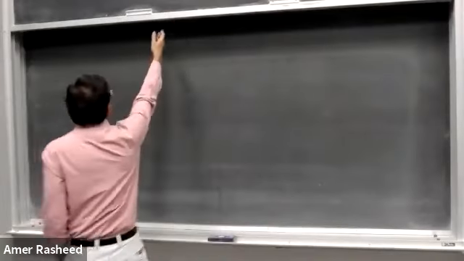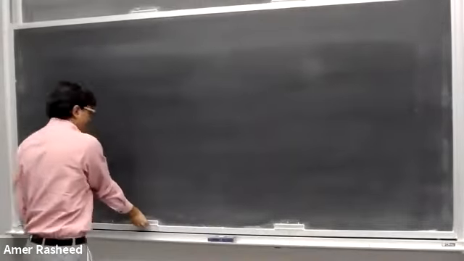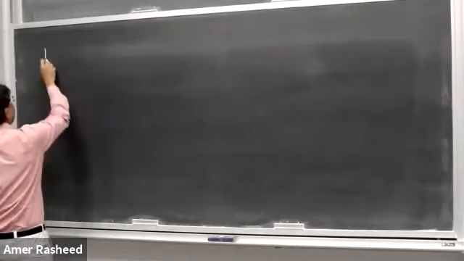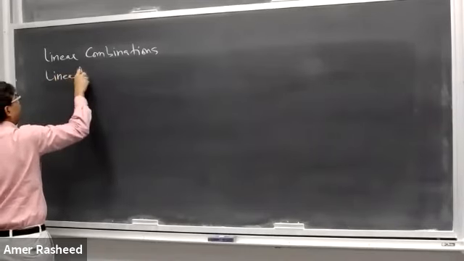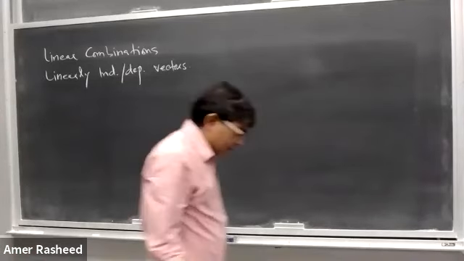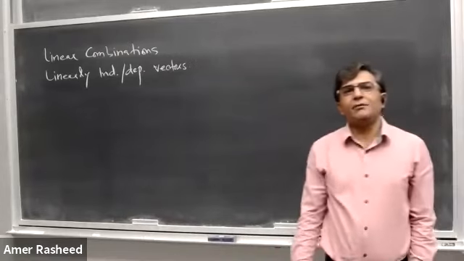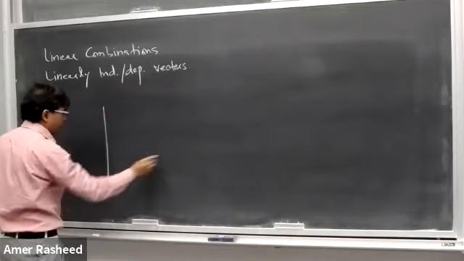In the previous lecture, we were discussing linear combinations, linearly independent and dependent vectors. If we look at it graphically, what does it mean by linearly independent or linearly dependent vectors? How can we show it on a graph?